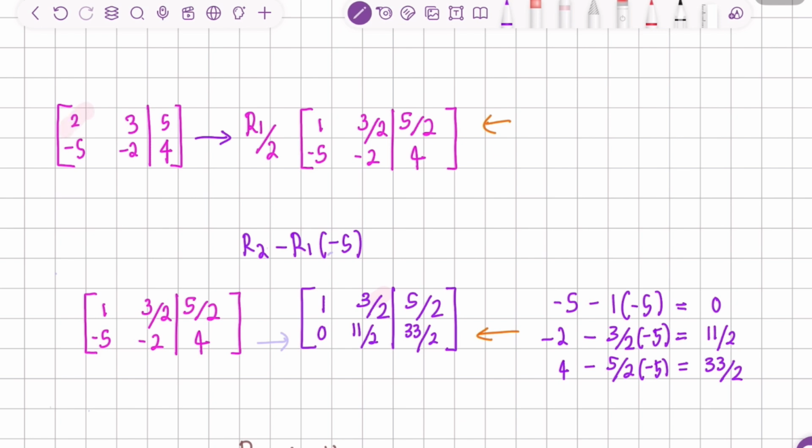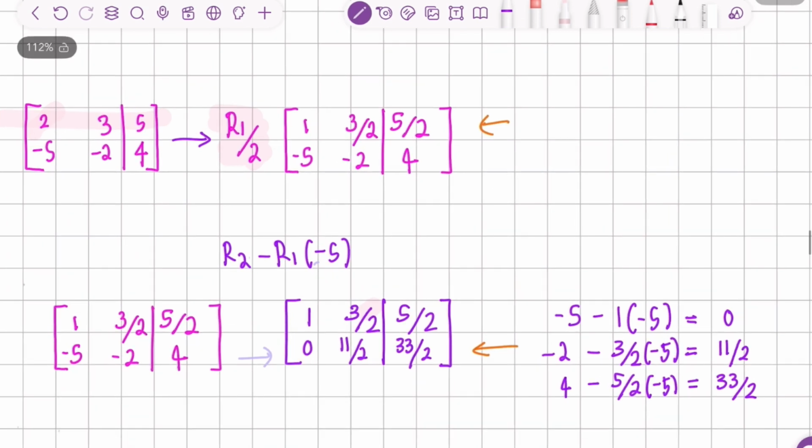So row 1, you divide with 2. Using this formula to calculate this row. So 2 divided by 2, you get 1. And then 3 divided by 2, you get 3 over 2. And then 5 divided by 2, you get 5 over 2.